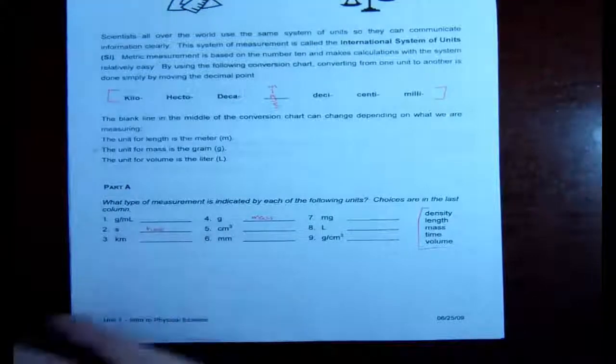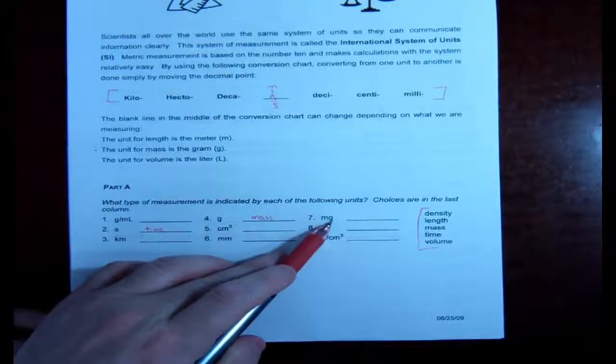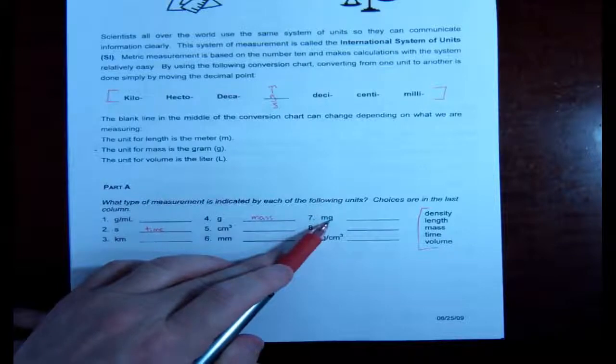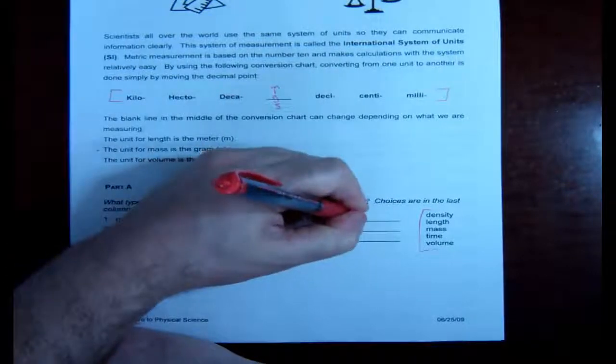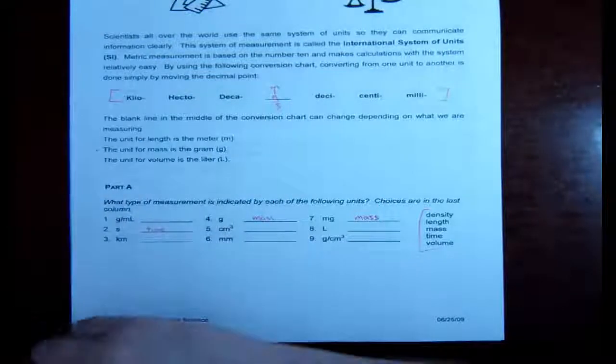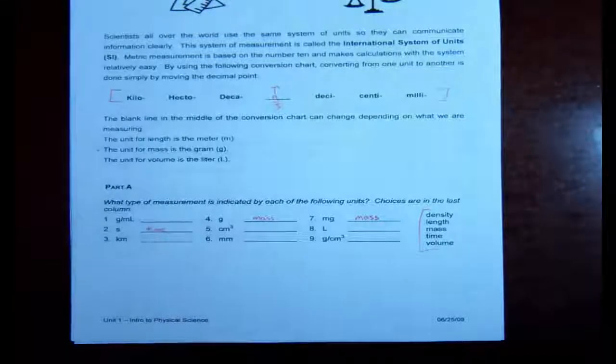So, for instance, number 7, milligram. We don't care about the first letter. We care about the second letter, which is gram, which means this is also a unit of mass. Again, I encourage you guys to give it a shot first. It's okay if you get it wrong. Getting it wrong is how you learn. Writing stuff down is not how you learn.